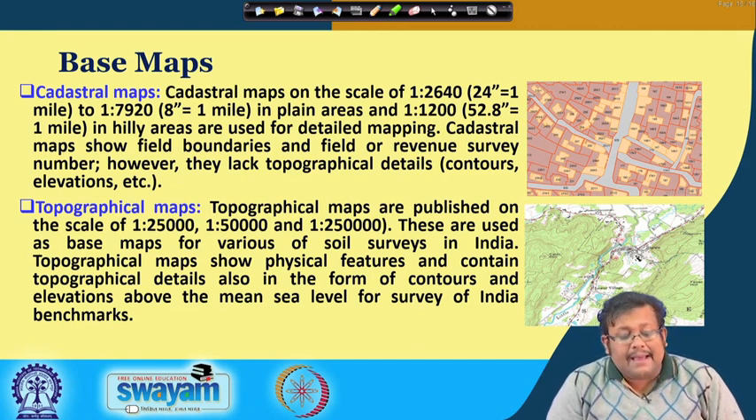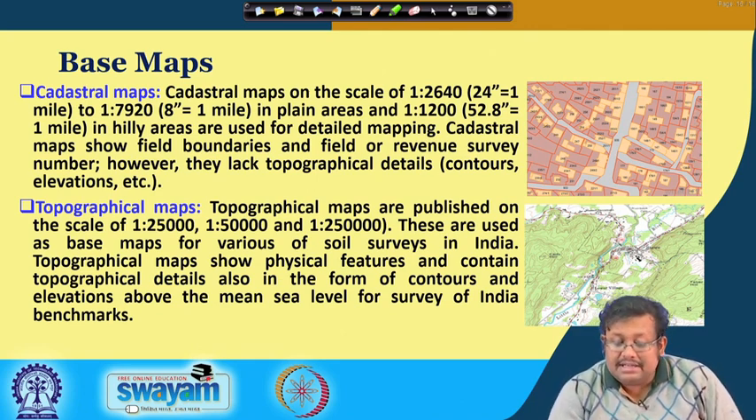Now the cadastral maps are basically done on the scale of 1:2640, where 24 inches represent 1 mile, to 1:7920, where 8 inches represents 1 mile in plain areas, and 1:1200, where 52.8 inches equals 1 mile in hilly areas, and are used for detailed mapping. And cadastral maps show field boundaries and field revenue survey numbers.